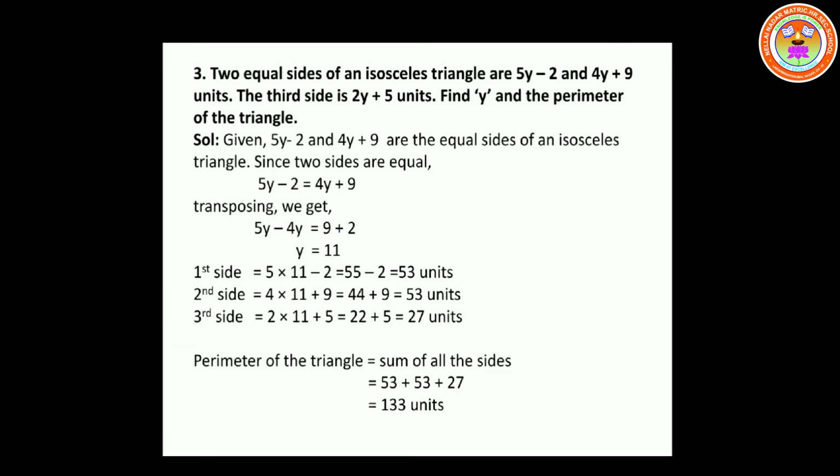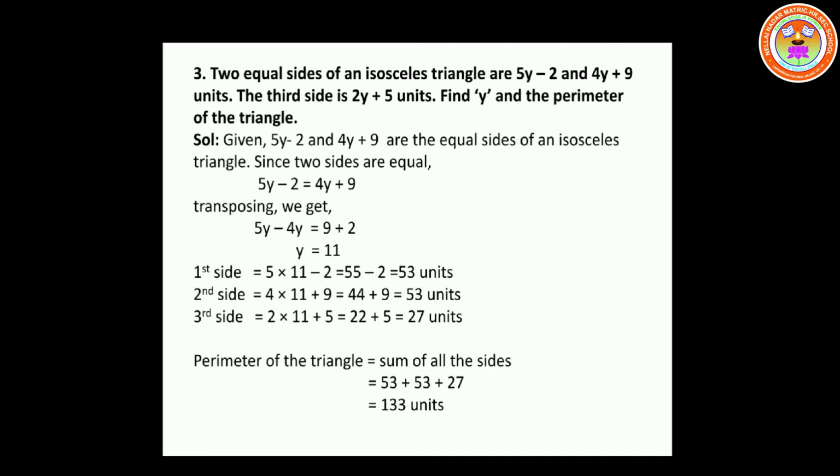Since it is an isosceles triangle and these two sides are the equal sides, we are going to equate both the sides. So 5y minus 2 is equal to 4y plus 9. Now transpose: take the y variable to the left hand side and the constant to the right side. So 5y minus 4y is equal to 9 plus 2. 5y minus 4y is equal to y, and 9 plus 2 becomes 11. So I have found the value of y.